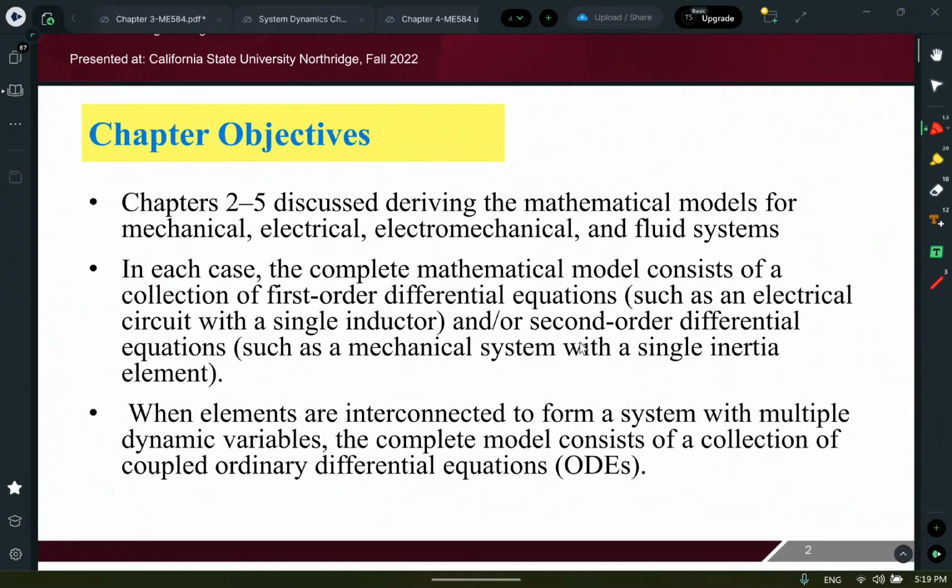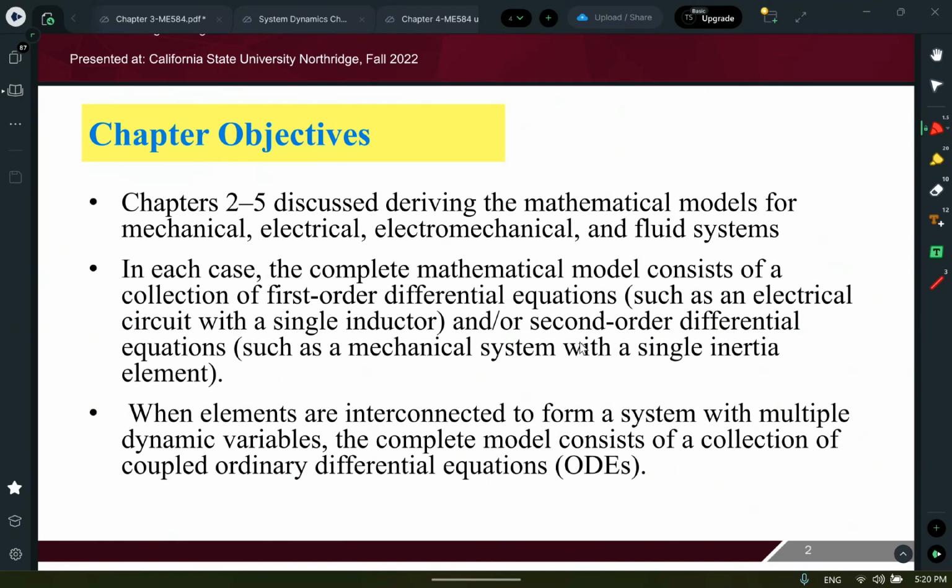So, what are the chapter objectives? You noticed that in chapters 2 to 5, we went after modeling a single energy domain. We talked about modeling in the mechanical domain, the electrical domain, the hydraulic domain. We mixed the energy domains, as electromechanical, hydromechanical, hydroelectromechanical, and so on. Now we get to a point where we have a mess of differential equations. They are all over the place. We don't know what to do with them.